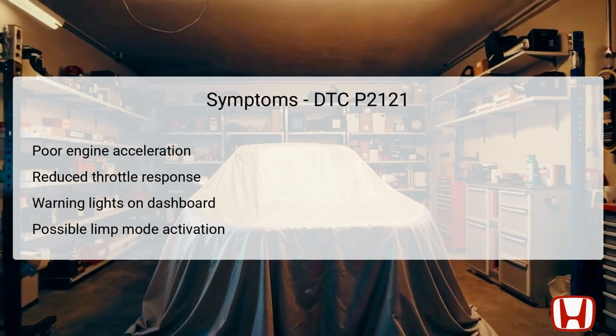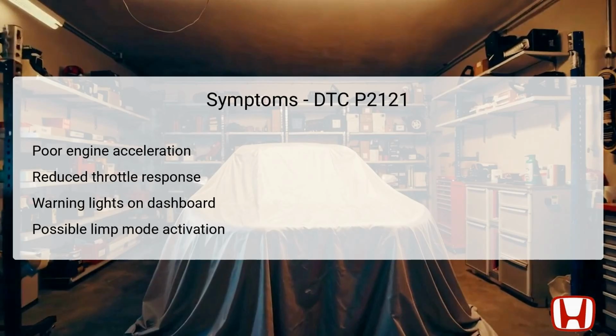Moreover, warning lights may illuminate on the dashboard, indicating that the vehicle's onboard diagnostics have detected an issue that requires attention. In some cases, the vehicle could enter a limp mode to prevent further damage, limiting speed and power output to allow the driver to navigate safely until repairs can be made. It's essential for drivers to recognize these symptoms, as they indicate that immediate action may be necessary to diagnose and fix the underlying problem.